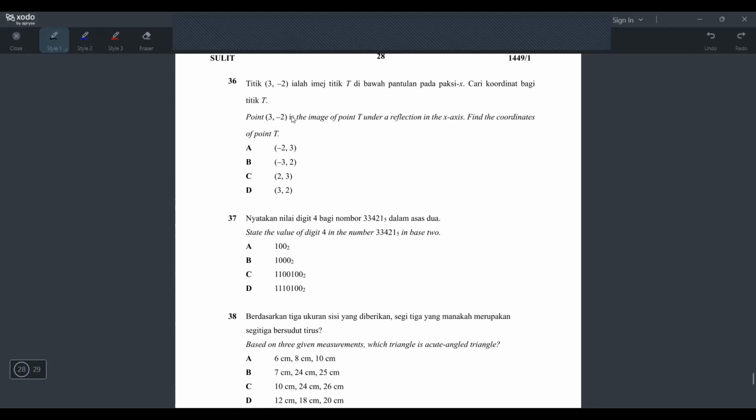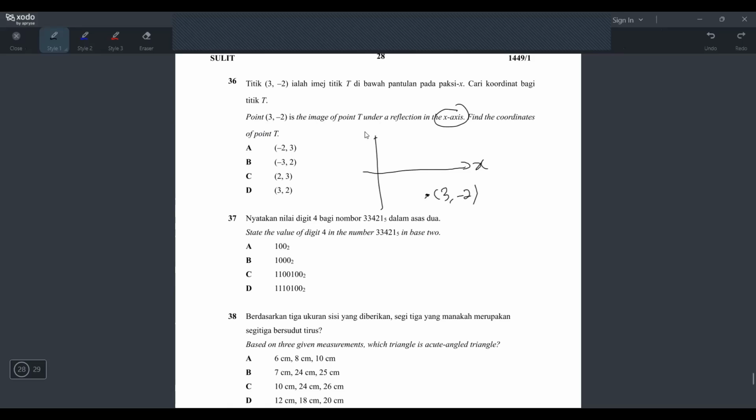Okay, number 36. The point (3, -2) is the image of T under reflection in the x-axis. Find the coordinates of point T. So this is your x-axis. Where does (3, -2) sit? I think it sits below, right? So how do I know (3, -2) is below the x-axis? Because the y coordinate is negative.